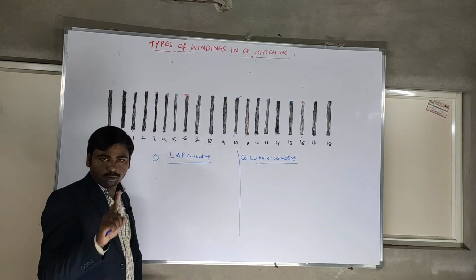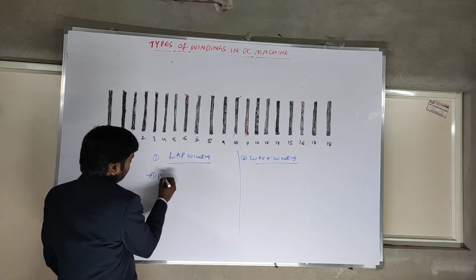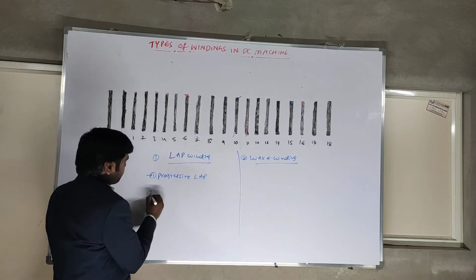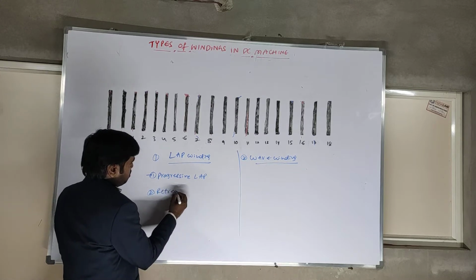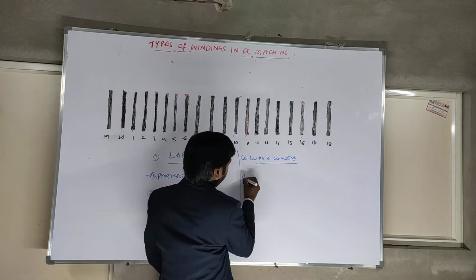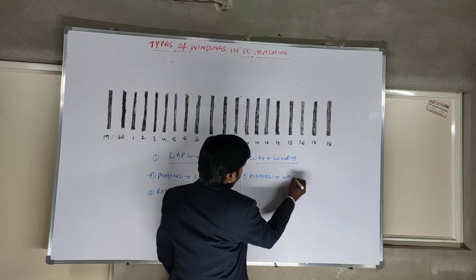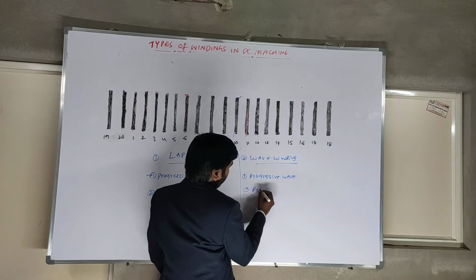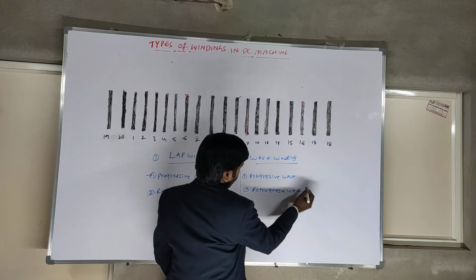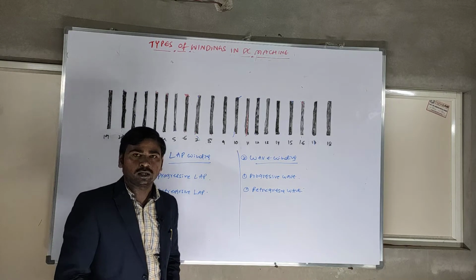Lap winding has two types, progressive lap and retrogressive lap. Next, progressive wave and retrogressive wave. So, progressive lap and retrogressive lap, progressive wave and retrogressive wave windings.